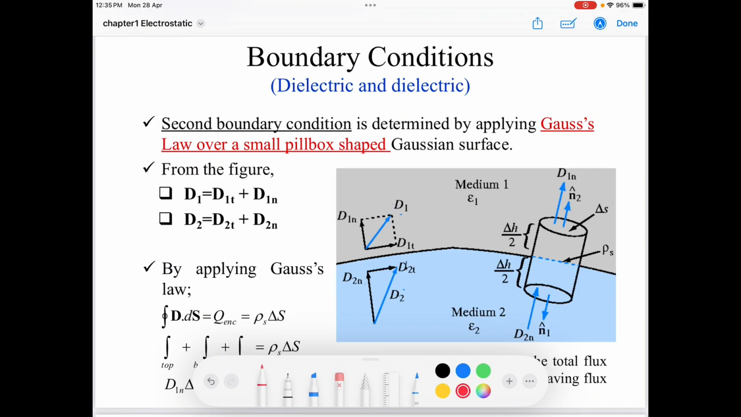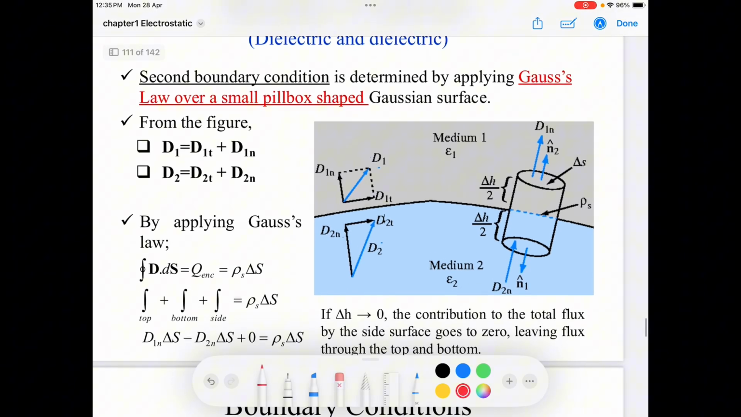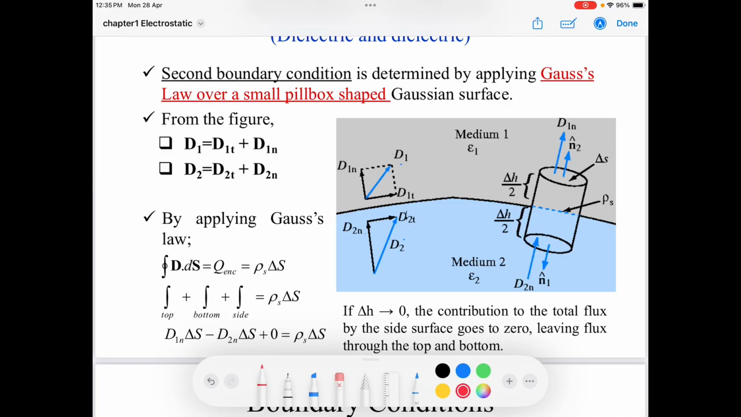which is based on the Gauss law. For this one, we are going to consider the electric flux. Same as the electric field, you can break the electric flux into two components: one is the normal component, one is the tangential component. By applying the Gauss law, the flux coming out from the surface, where you draw a cylinder and this is the surface, will be equal to the charge enclosed by the surface.